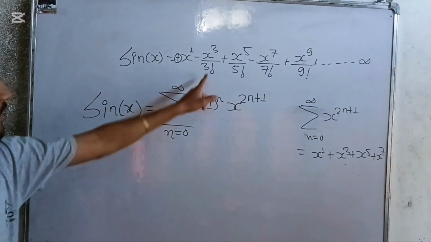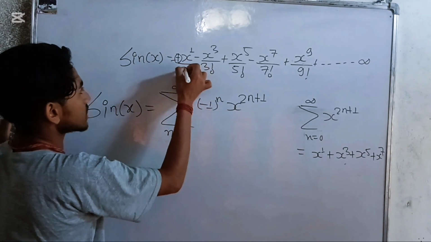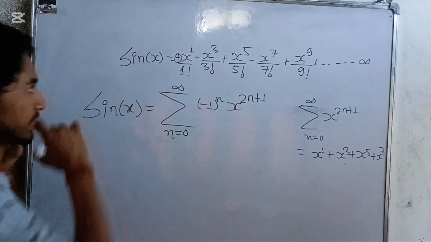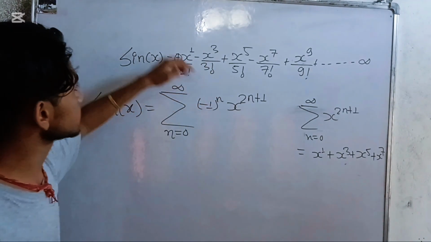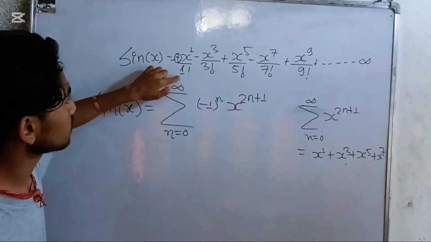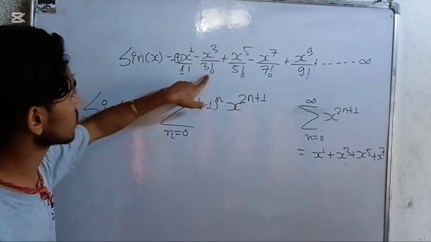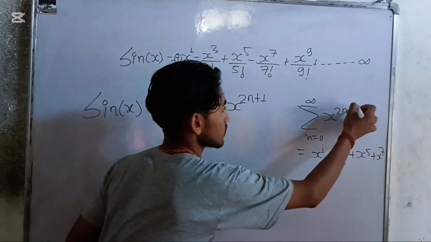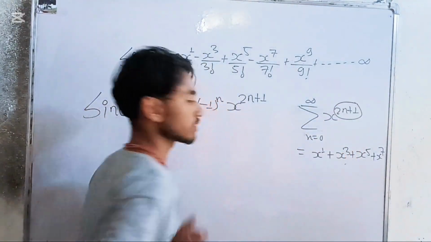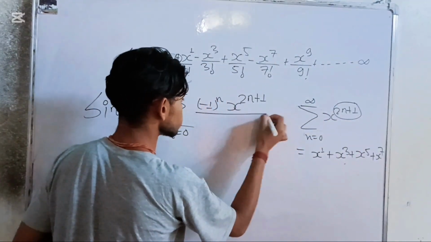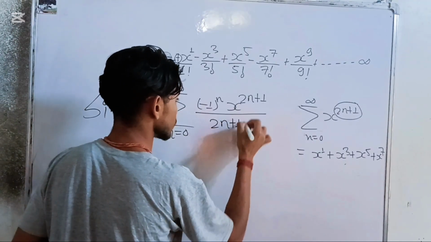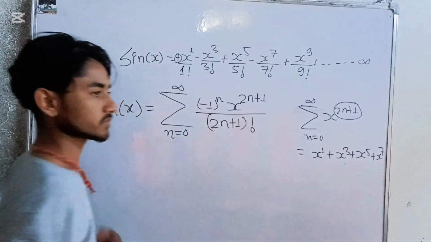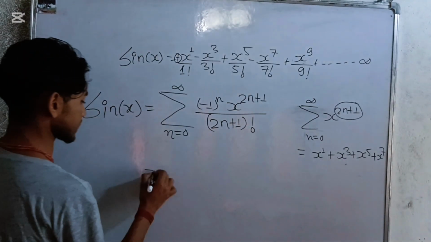Okay, and you can see from here the factorial also increases in the same way. The power 1 here, 1 factorial, 3 here, 3 factorial, 5 here, 5 factorial. So if the power is increasing by this much, the factorial must increase by 2n plus 1 factorial. Okay, let's do and take out.